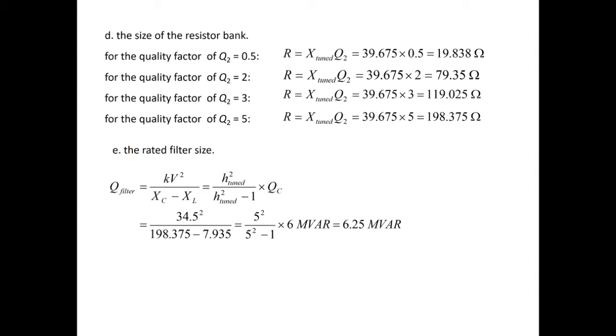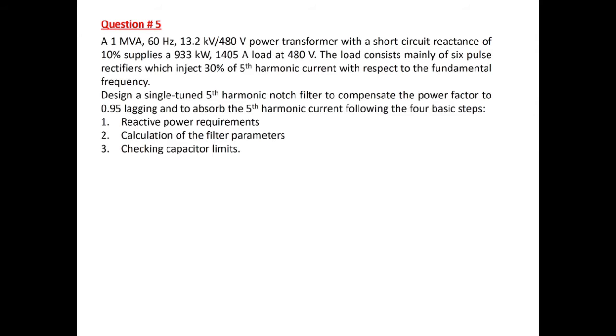Then in part E, he said calculate the rated filter size. So again it will be V square over XC minus XL, or it can be calculated from again this equation that we have already proved, H square over H square minus 1 times QC, and that will give us 6.25. So this is with regard to the questions.